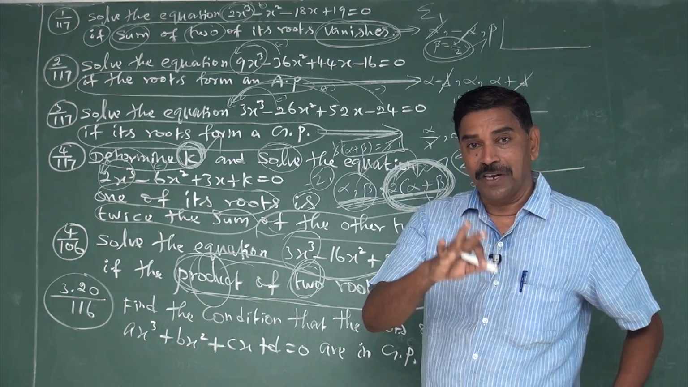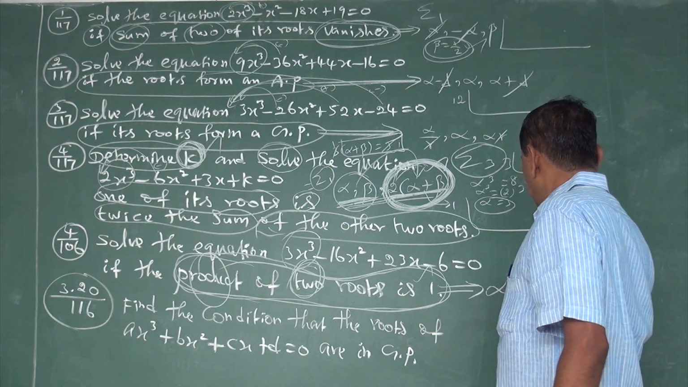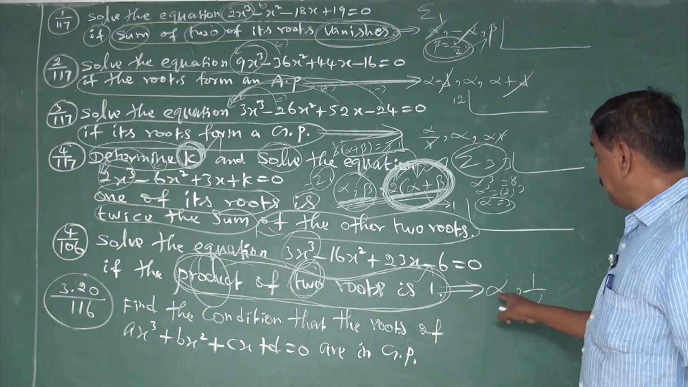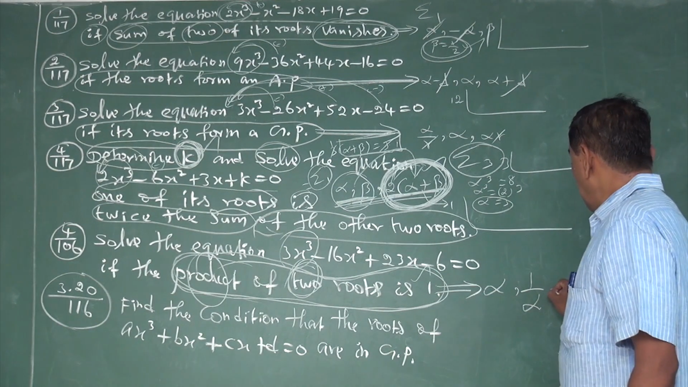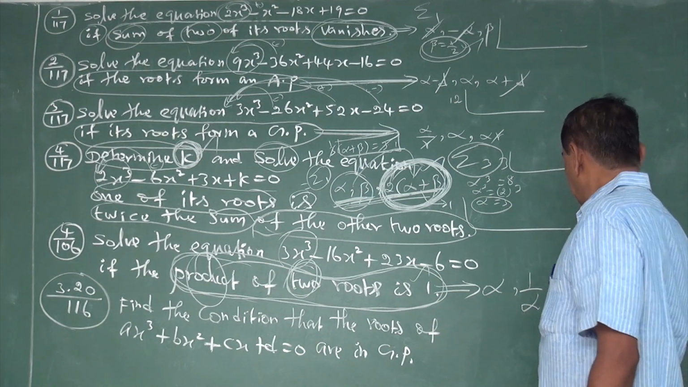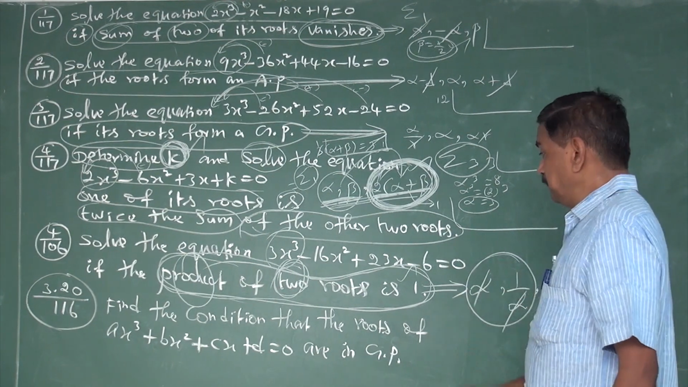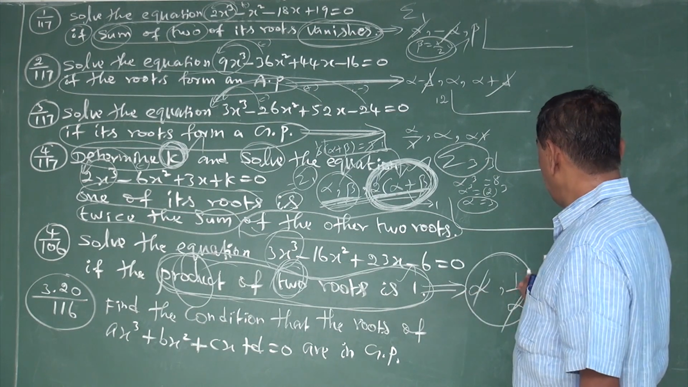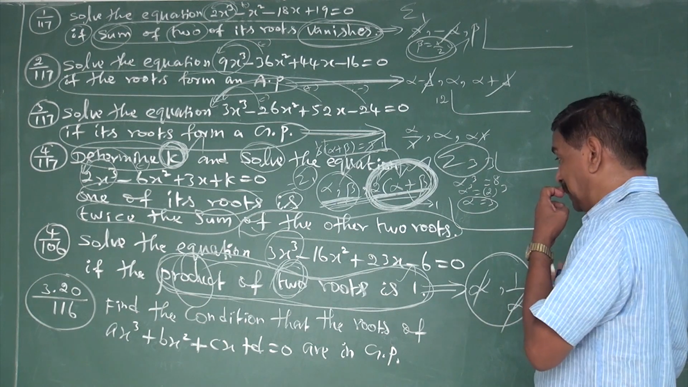Very good. Alpha comma 1 by alpha. Yes, your answer is correct. Listen, alpha comma 1 by alpha. Well, find the product: alpha into 1 by alpha, alpha alpha cancel, so the product is 1. So let the other root be beta. That's all. So the product of 2 of its roots is 1. Then the required roots are alpha, 1 by alpha, beta, that's all.